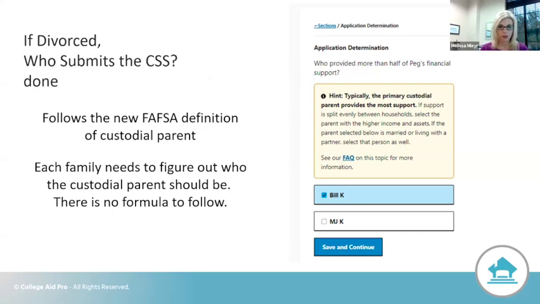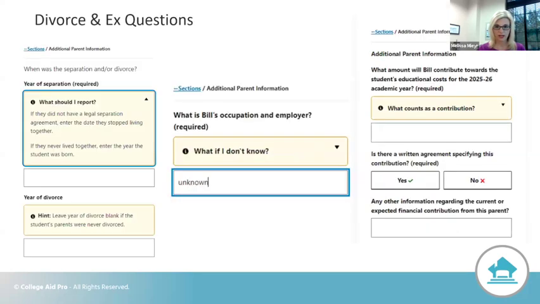So again, the custodial parent is the person that provides the most financial support. So you want to make sure that if you're in a divorce situation, that you're checking the right person whose information you're providing. So if you are a divorced family, you need to know when you separated, so what year you separated, and then if you're already divorced, what year that is. And that's one of those questions that, it's not required, but it's helpful in this particular situation.